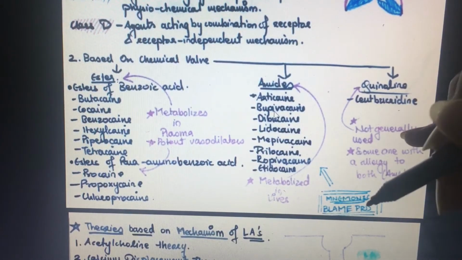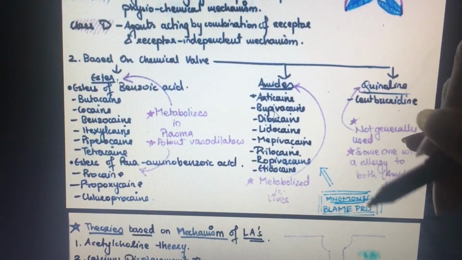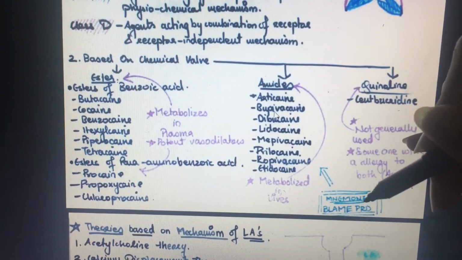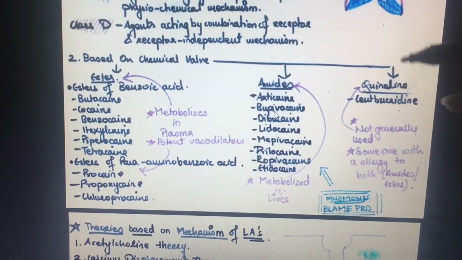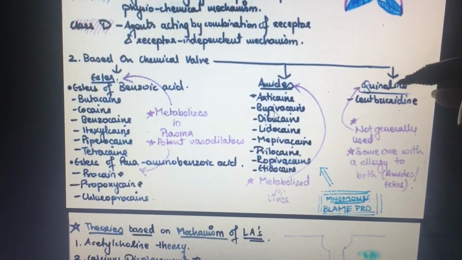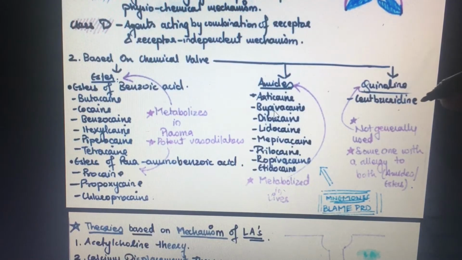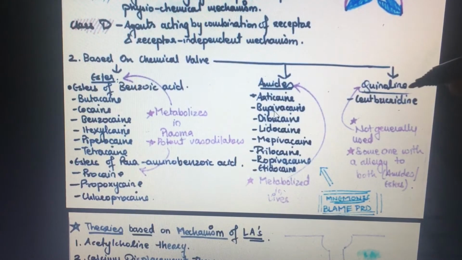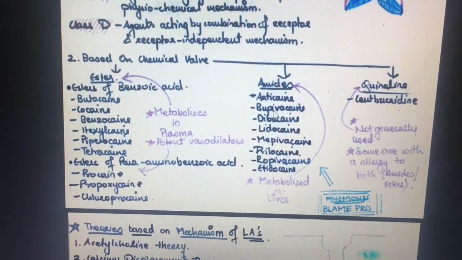So you can memorize these examples for amides with this mnemonic. This last one is the phenolines. The example for this is centbucridine. It's not generally administered in any patient, but if the patient is allergic to esters and amides, then we recommend this phenolines.